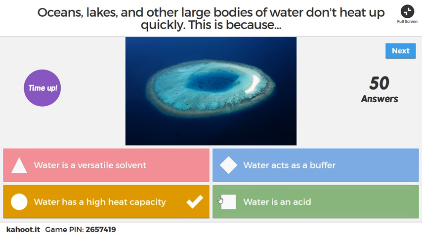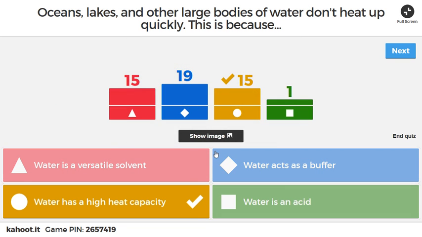All right, it's because water has a high heat capacity. A good indication to remember this is the large bodies of water. The reason they don't heat up quickly is because it has a high heat capacity. It takes a really long time for water to heat up.